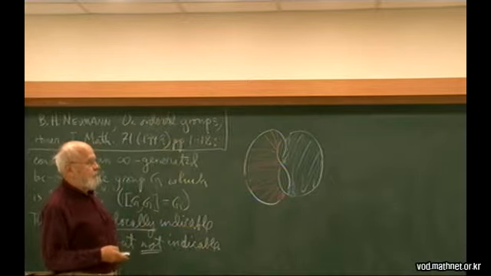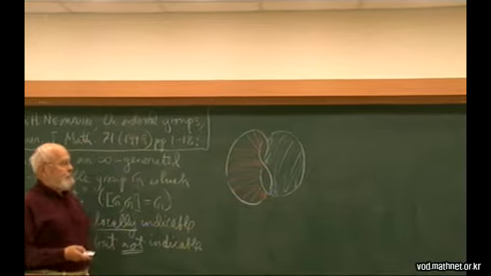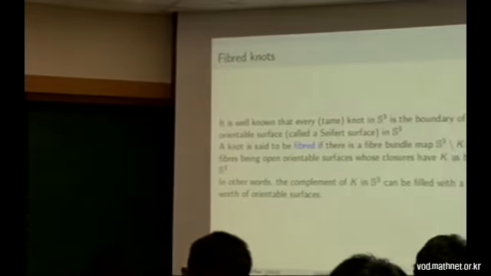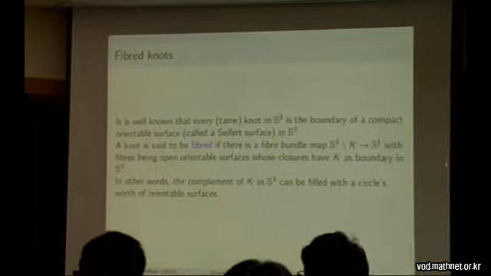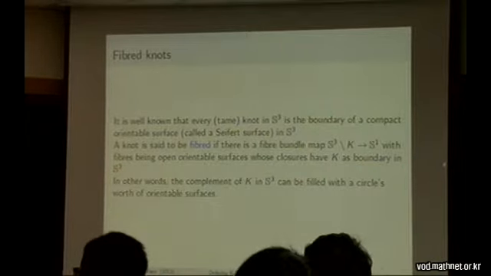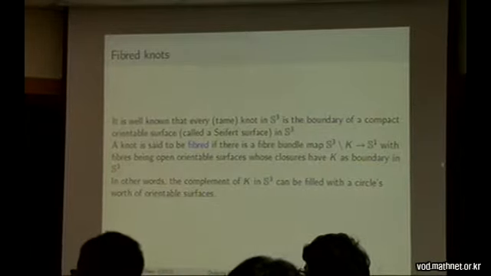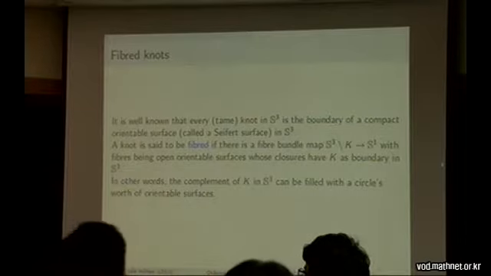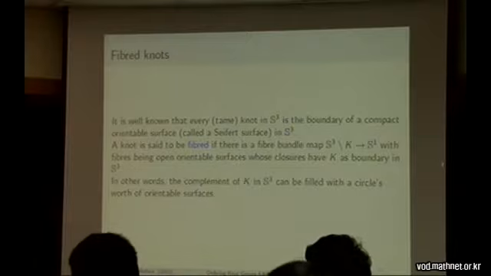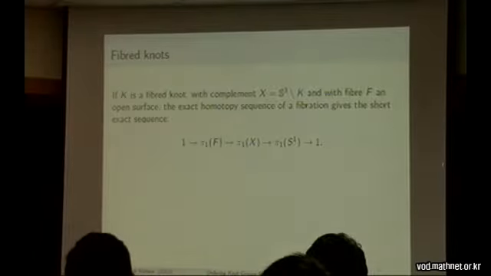No pun intended. So in other words, the complement of the knot is filled up with a circle's worth of orientable surfaces, disjoint. But of course, as the circles sweep around, you can think of it as the product of the knot complement with an interval, but the top and bottom are, I'll get to that in a minute.